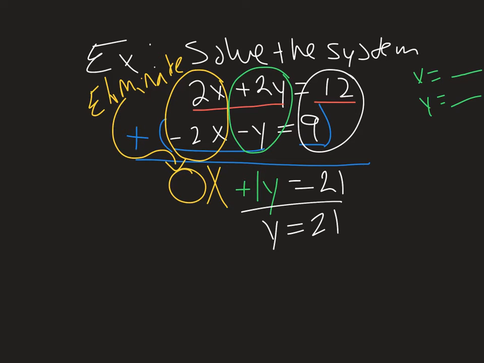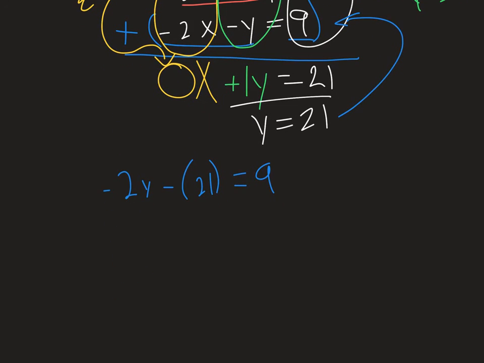Now at this point, just like we did for substitution, once we have one variable, we can plug it back in to solve for the other. And we get to pick which equation we would like to plug it into. All things equal, let's pick the one that'll be easier. I'm thinking the second equation to solve for x. That way I don't have to double the y. So we're going to look at negative 2x minus 21, because that's what y is equal to, equals 9. At this point we can solve this equation for x, and then we can be done with this example.